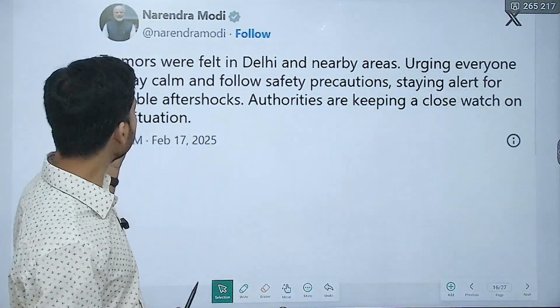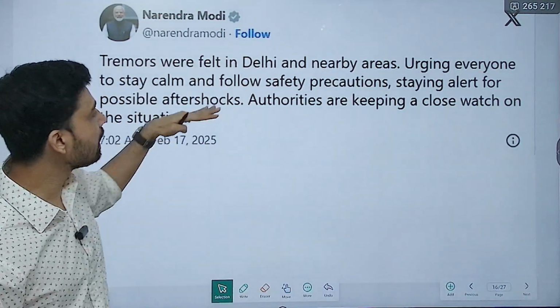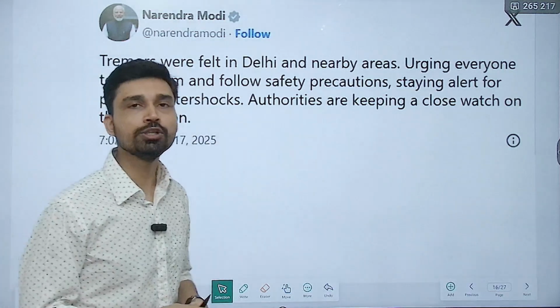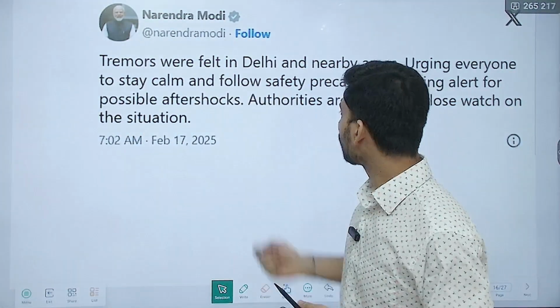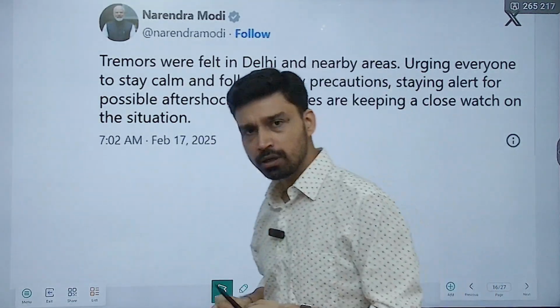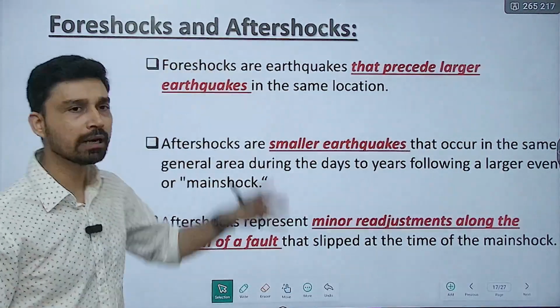He is urging everyone to stay calm and follow safety precautions, staying alert for the possible aftershocks. A very important term that is used generally in the earthquake is the aftershock. Authorities are keeping close watch on the situation. Now let us try to understand what we mean by the terms foreshock and aftershock.